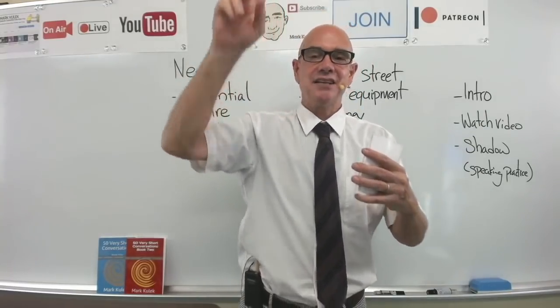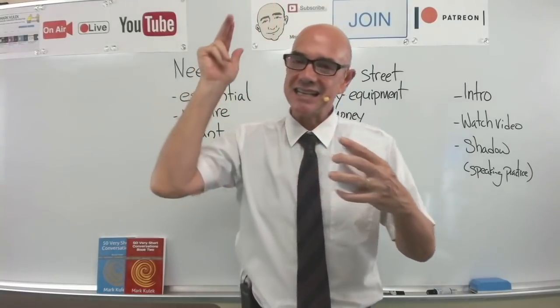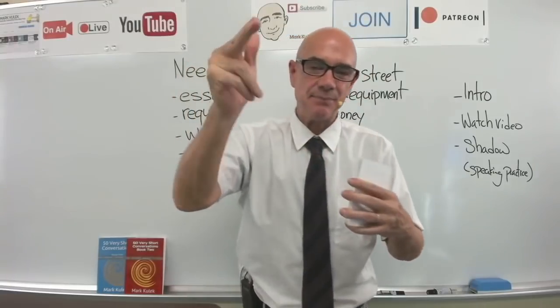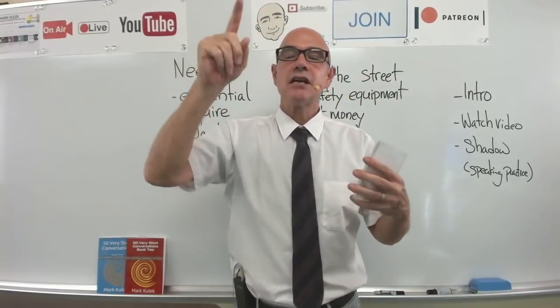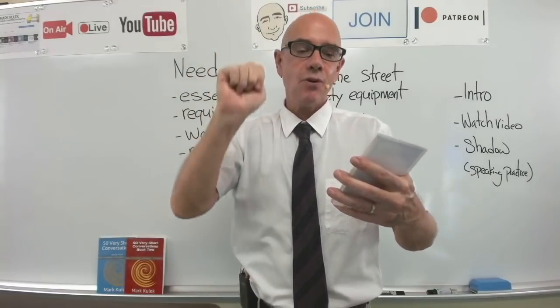Here's round one. Let's shadow each card three times. I'm not going to show it. You're not going to see the sentence. You're not going to see the picture, okay? Here we go. Card number one. Countdown. 5, 4, 3, 2, 1.